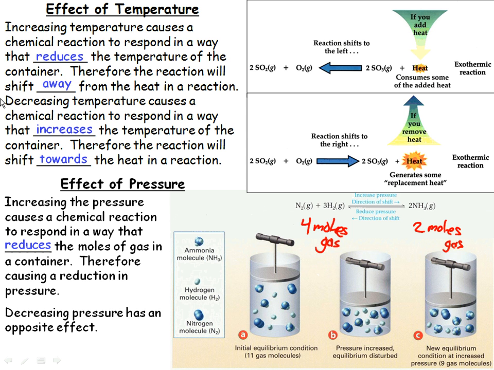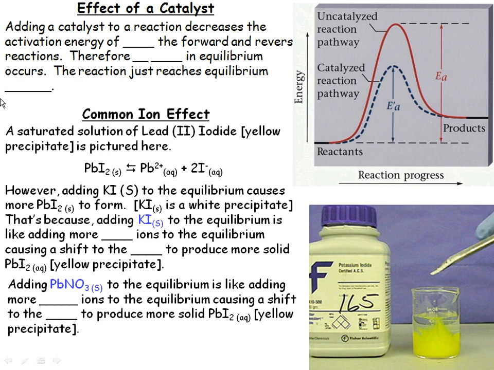Now, what happens when we add a catalyst to a chemical reaction? Well, you've got to remember from when we talked about catalysts that adding a catalyst causes a decrease in the activation energy. But adding a catalyst to a reaction decreases the activation energy in both the forward and the reverse reactions. So therefore, no shift in equilibrium occurs whatsoever when you add a catalyst to a chemical reaction.